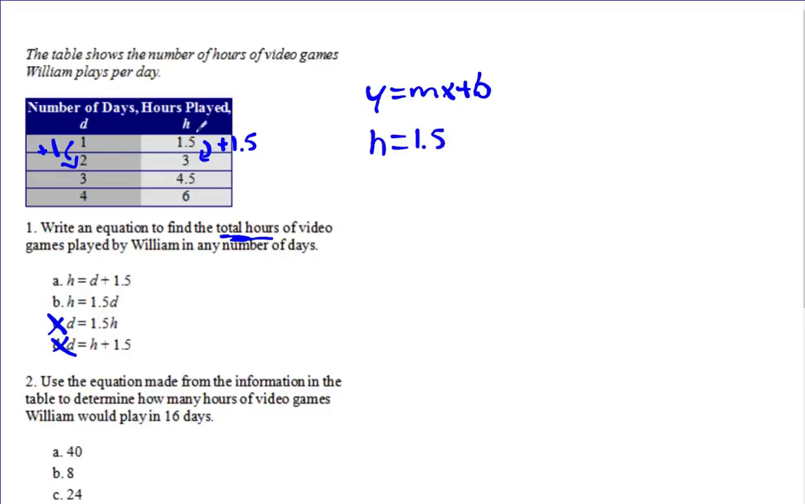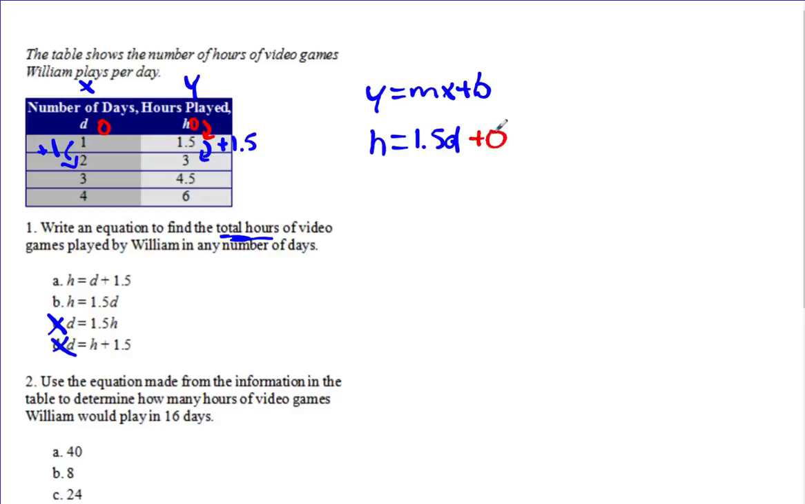Okay. Since hours played is y, that leaves days to be x. So instead of x, we can call that the number of days. And then our y-intercept, in a different color here: how many hours would he play after 0 days? Using common sense, or this pattern here, we would see that if he had 0 days to play games, he would only be able to play 0 hours because no time had gone by. So this would be plus 0.